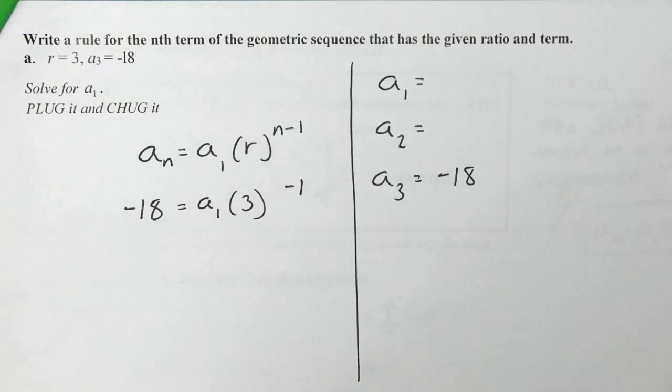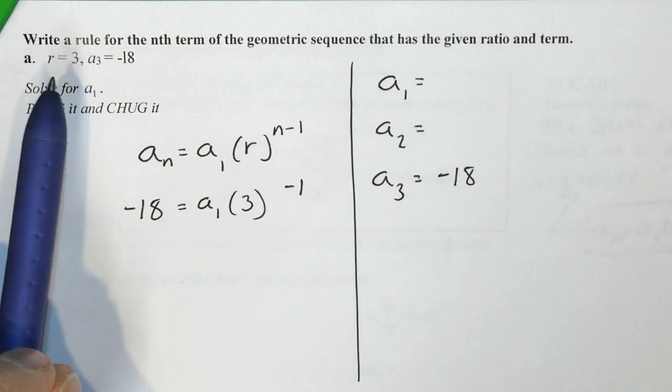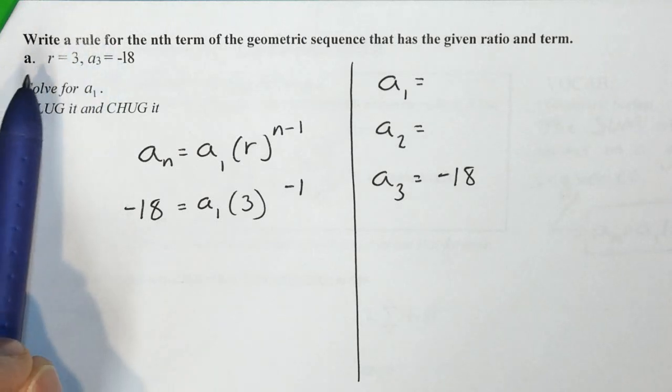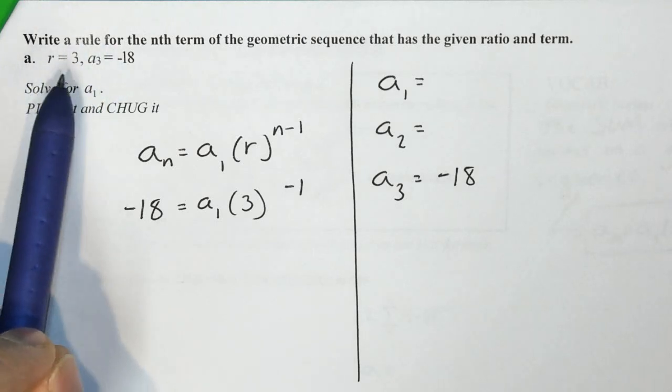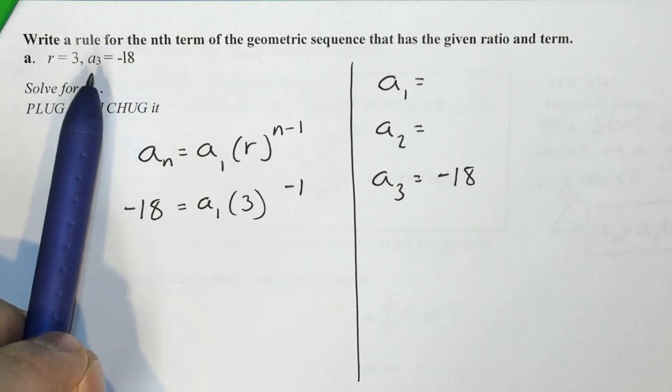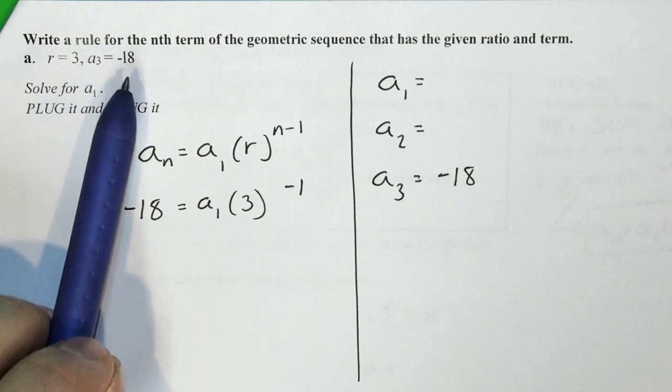So instead of giving you a nice sequence or pattern of a couple of numbers in a row, this time I'm going to give you a little bit more abstract information. I'm going to tell you that I want a rule, and I'm only going to give you the ratio value, which is 3, and then I'm going to give you the third term, which is negative 18.